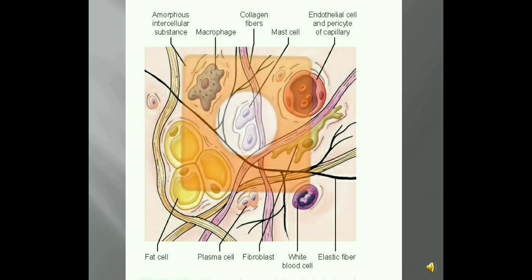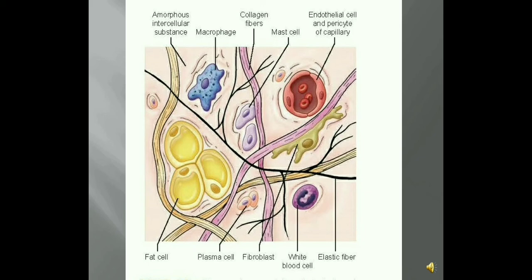Then secondly, we have mast cells. Mast cells are oval in shape. They secrete heparin and histamines. Heparin is an anti-clotting agent, or you can say an anticoagulant. It does not allow blood to clot within the body. And histamines give allergic effects whenever any antigen enters.